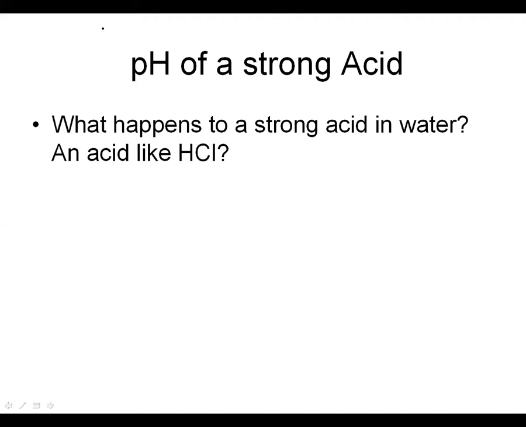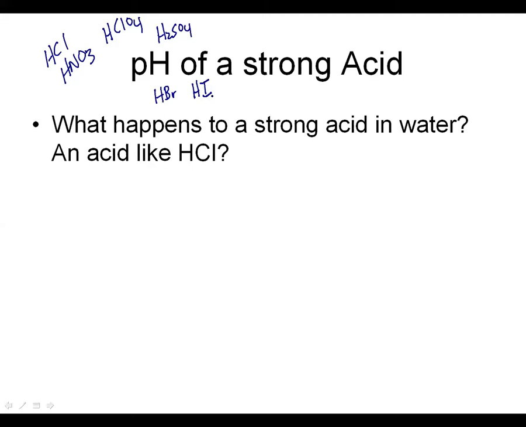But if we do have something that's actually a formula of a strong acid, remember that there are some strong acids: HCl, which is hydrochloric acid, HNO3 is nitric acid, HClO4 is perchloric acid, H2SO4 is sulfuric acid, HBr, which is hydrobromic acid, and HI, which is hydroiodic acid. These are all examples of strong acids.